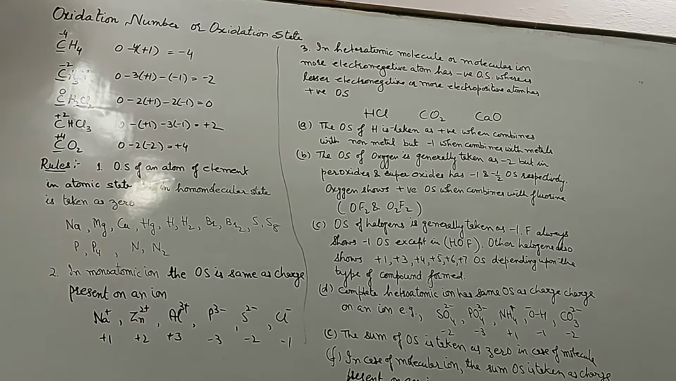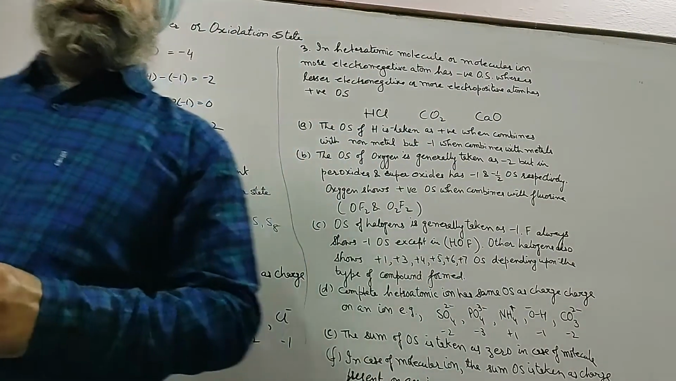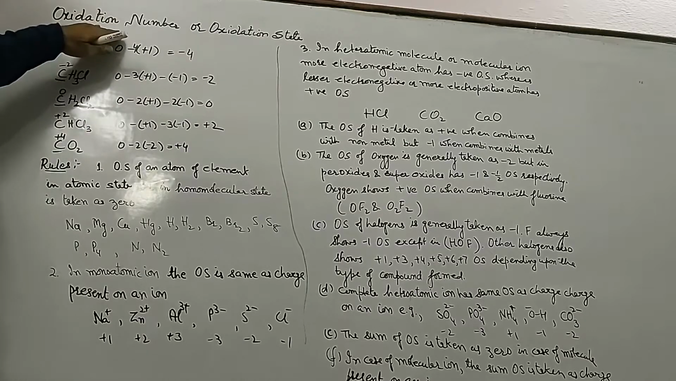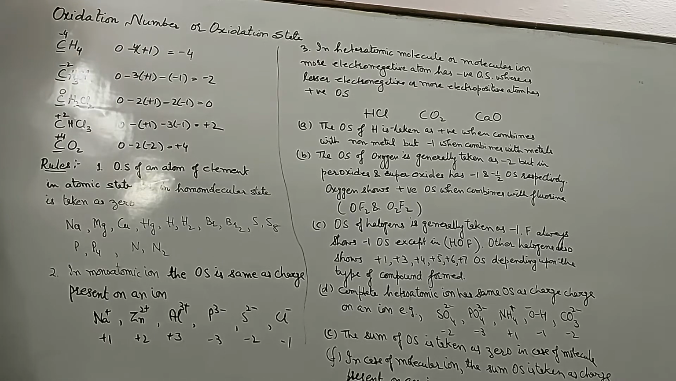Because we are going to discuss how oxidation takes place and how reduction takes place on the basis of this concept. In various complex reactions, we are not able to find out which one undergoes oxidation and which one undergoes reduction. First of all, let us understand the definition of oxidation number or oxidation state.